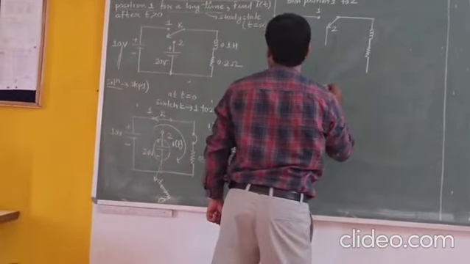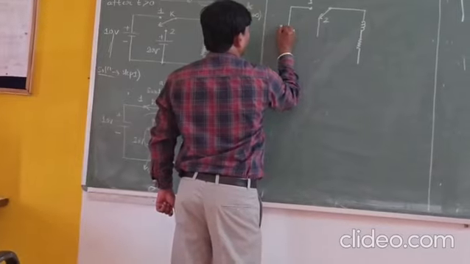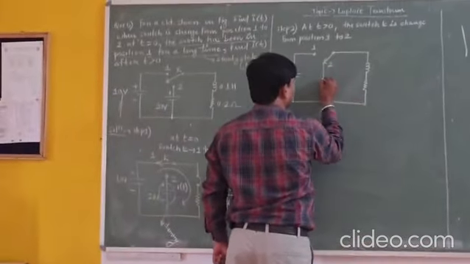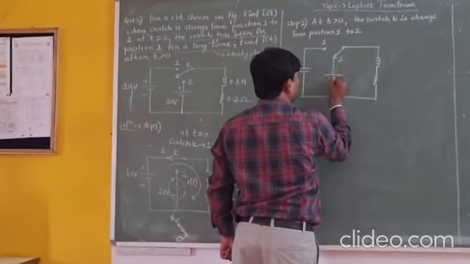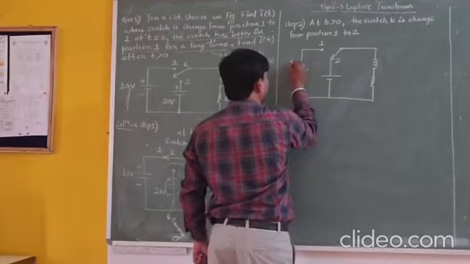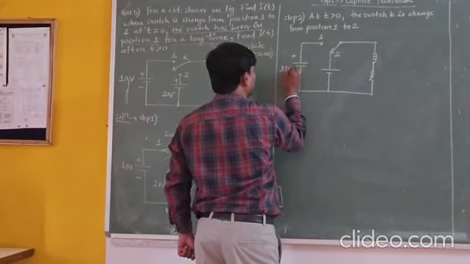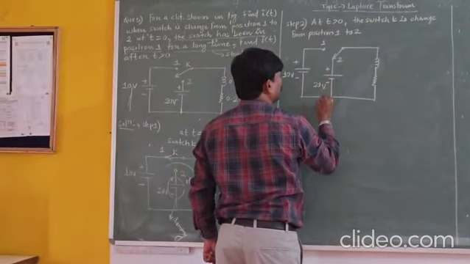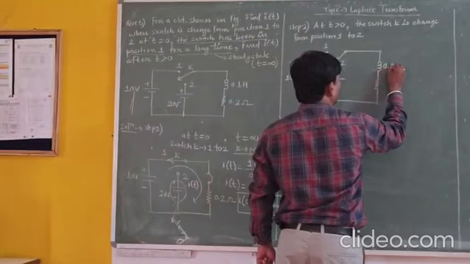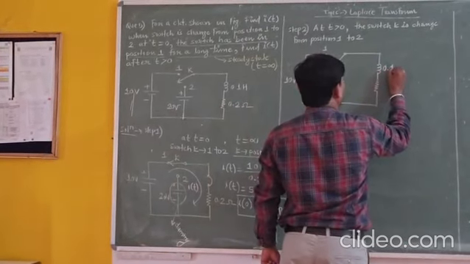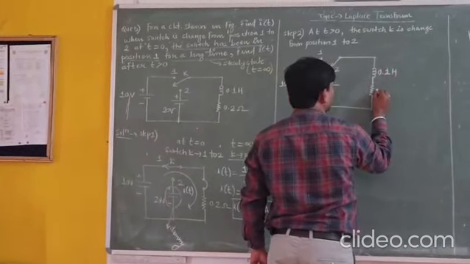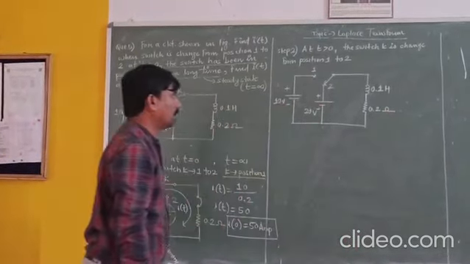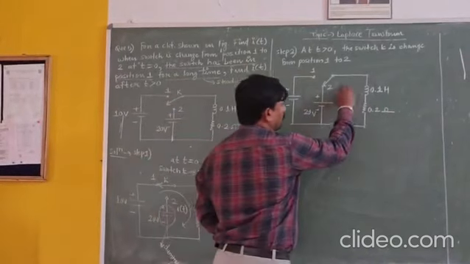Then this is the voltage source. This is the another voltage source, that is plus minus 10 volt. This is plus minus 20 volt. This is 0.1 Henry, and this is 0.2 ohm. Got it? Now this is the complete circuit.